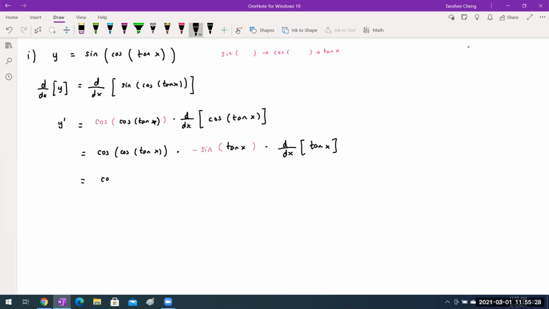So finally, cosine of tangent x times negative sine of tangent x times the derivative of tangent, which is secant squared x. And this will be my final answer, unless you want to rewrite it, then that's perfectly fine. So starting from the next problem, I'm just going to write down the taking derivative part one by one, and skip the step by step part. Let's take a look at that.